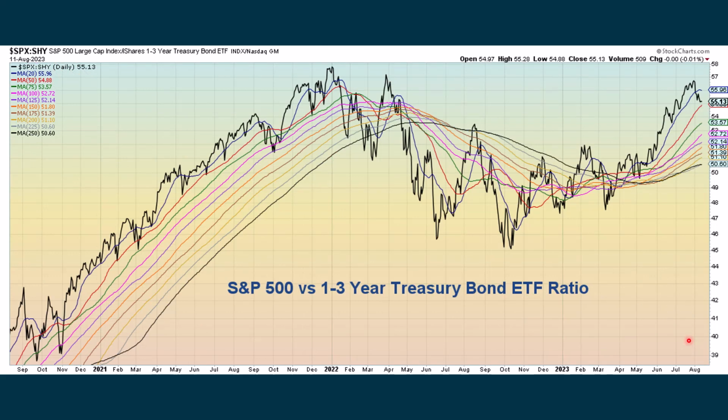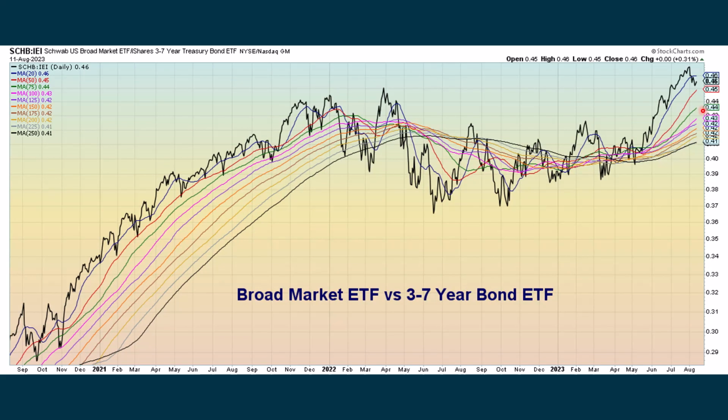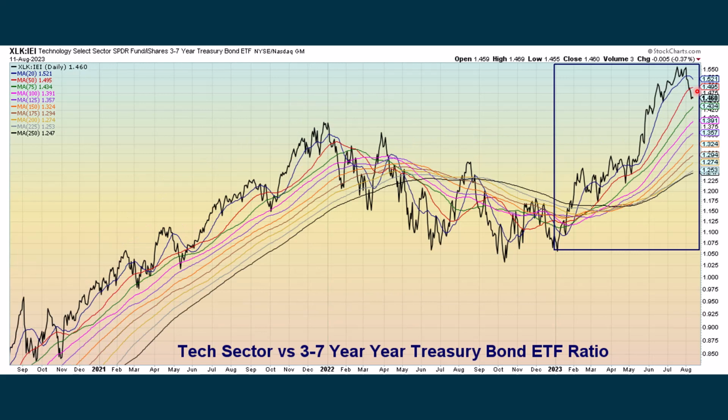The S&P 500 to shorter-term bonds show that the S&P has been outperforming, but seeing some recent weakness. We look at a broad market ETF and compare it with further out bonds. Also, overall uptrend when we look at stocks versus bonds, but some recent weakness. We look at the tech sector and compare it with bonds. Also an uptrend, but recent weakness.